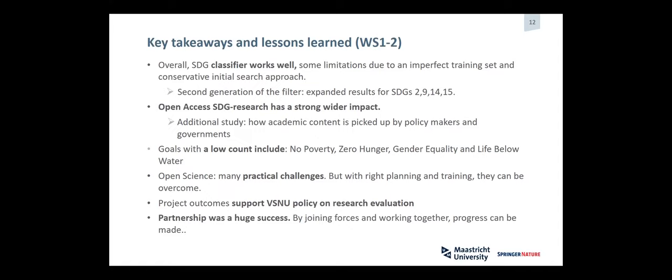It's very clear from our statistical modeling that open access SDG research has a very strong wider societal impact, something which was also confirmed by the qualitative survey work of Workstream 3, as you will see from Henk's slides. I think an interesting follow-up study might be to look at how academic content is picked up by policymakers and governments and how best that can be optimized. Goals with a low count included no poverty, zero hunger, gender equality, and life below water.